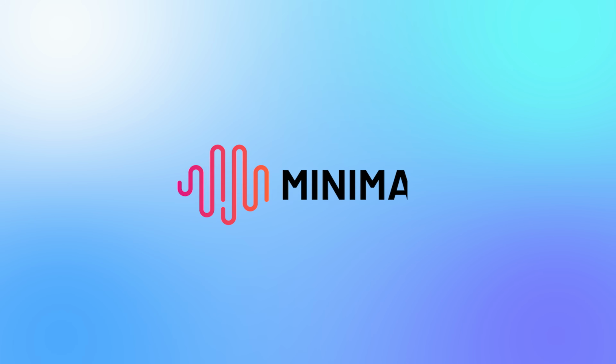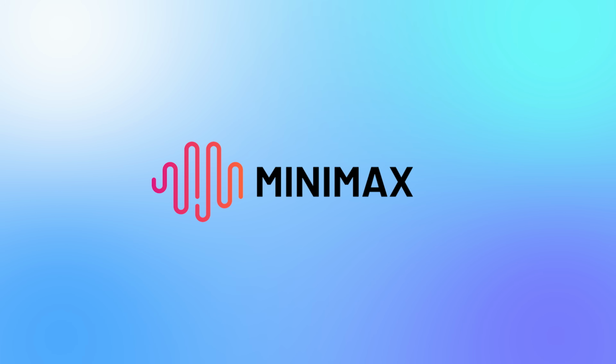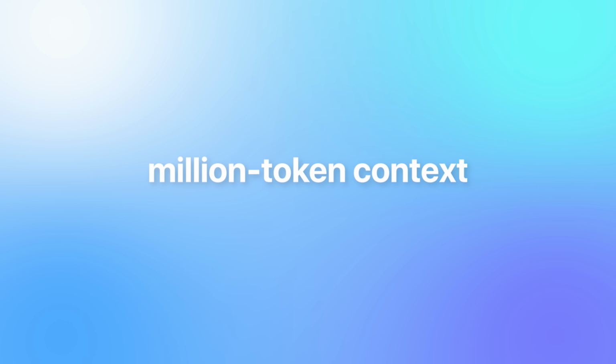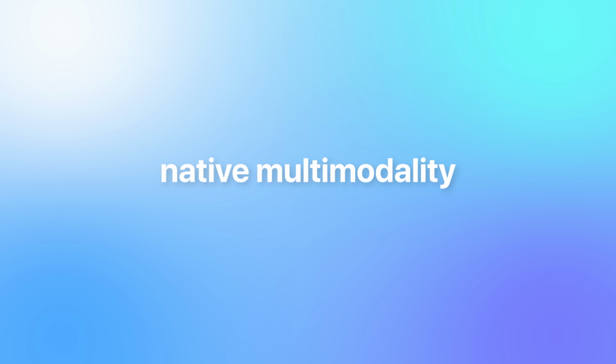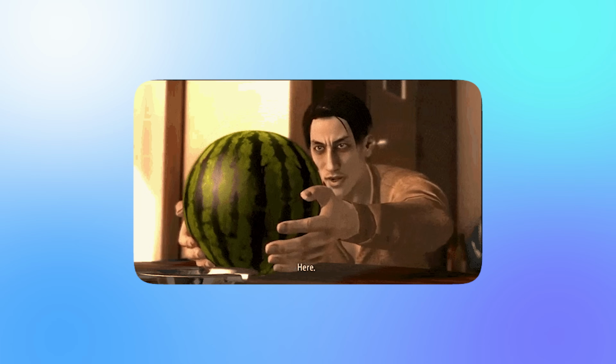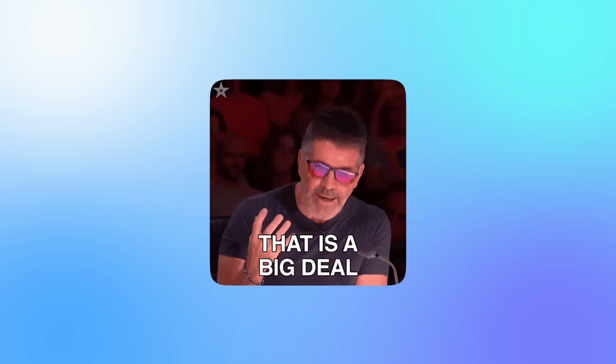So MiniMax is clearly not just going after normal coding completion. They're going after coding, browsing, agents, long context, and multi-modal understanding at the same time. And that's probably the most interesting part. Until recently, this combination was mostly something you only saw in a small number of closed source frontier models. Strong coding, million token context, and native multi-modality usually meant you were locked into a closed ecosystem, but M3 brings that full frontier style capability into the open weights world, and that's a pretty big deal.